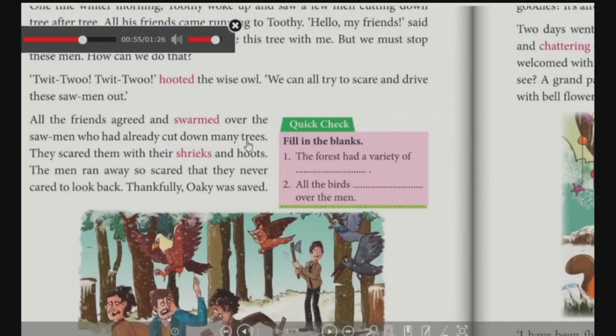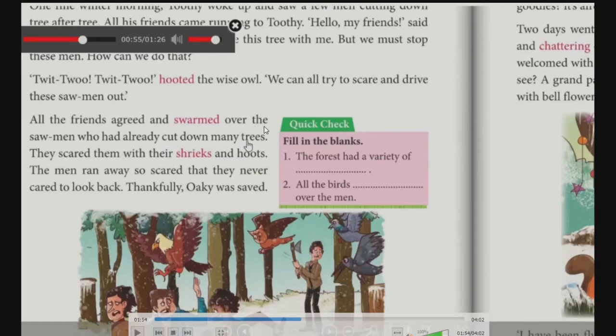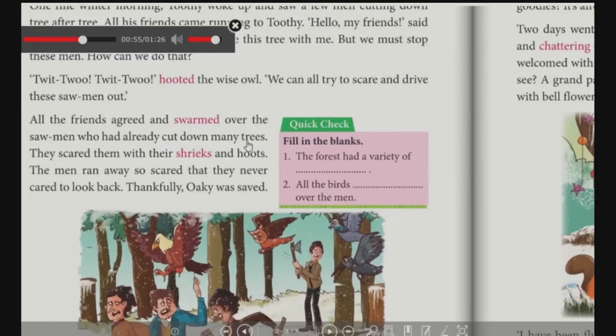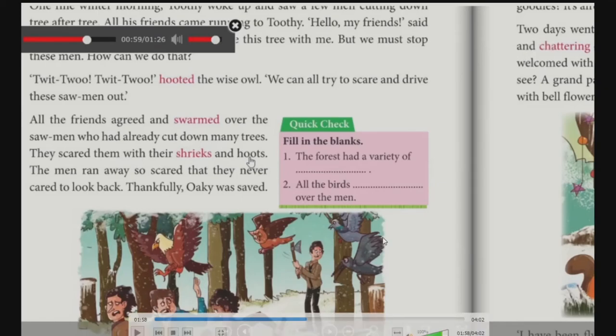They all gathered together. In Hindi, it is also known as Jhund mein aana. That means coming together over the sawmen. You can see in this image over here, all the birds were trying to make them scared, who had already cut down many trees, which means that they were about to empty the forest. They scared them with their shrieks and hoots. Shrieks is also the sound that they make. I had explained in the video as well.